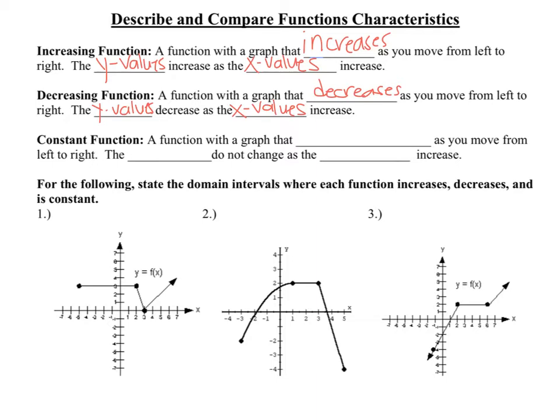A constant function is a function with a graph that stays the same as you move from left to right. The y values do not change as the x values change, or as the x values increase. It'll appear like a flat horizontal line. On the next example, we're going to talk about domain intervals and break it down and talk about where the function is increasing, decreasing, and staying the same.